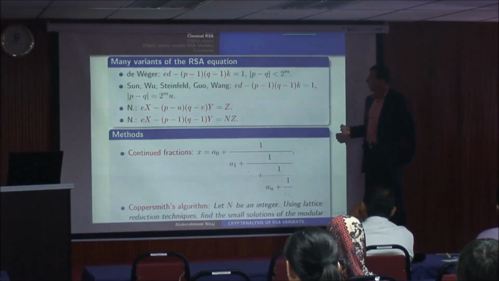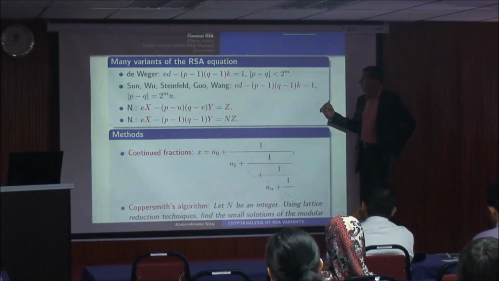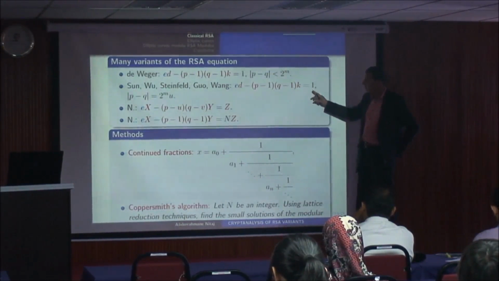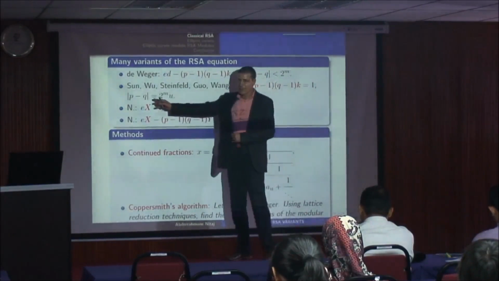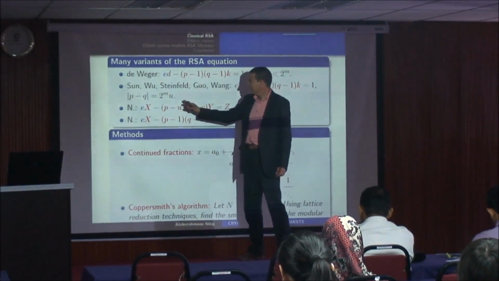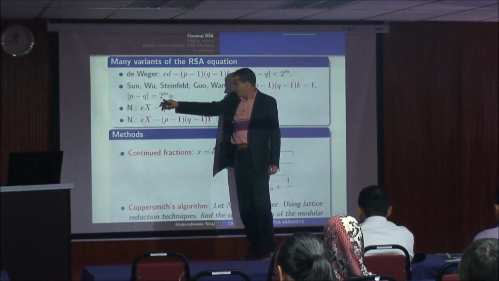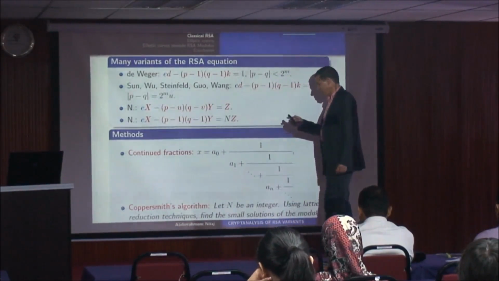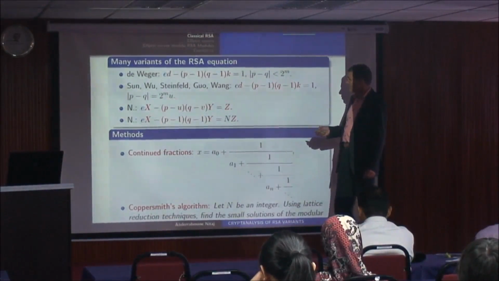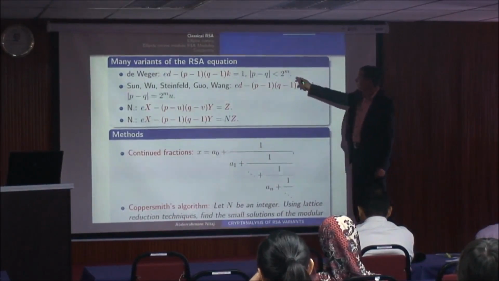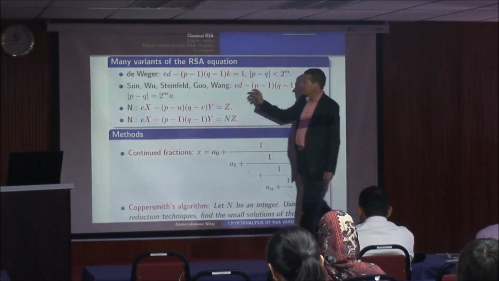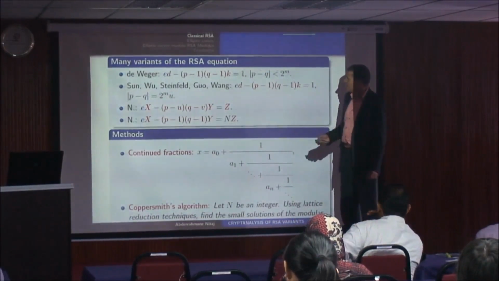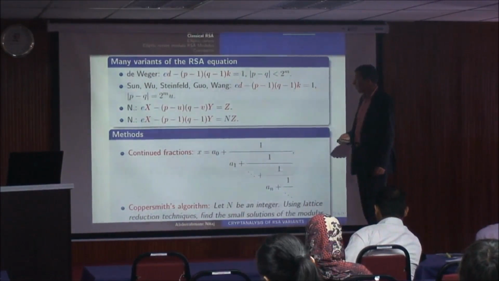And another variant of the RSA equation is this one. In this equation, the extra condition is that the difference between p and q is, in fact, this term, which is 2 to the n times q. In here we have a small difference, and in this situation we have a difference which is 2 to the n times some u.